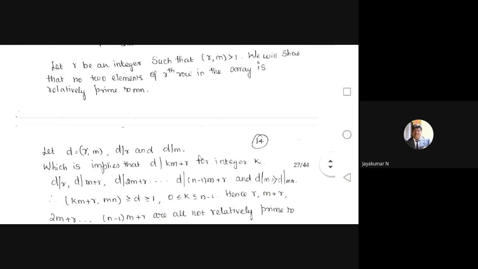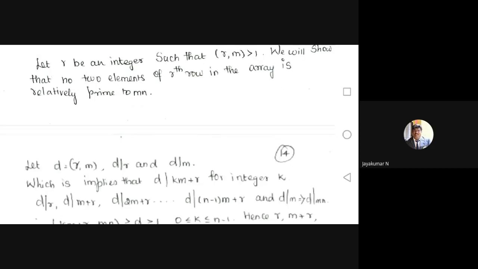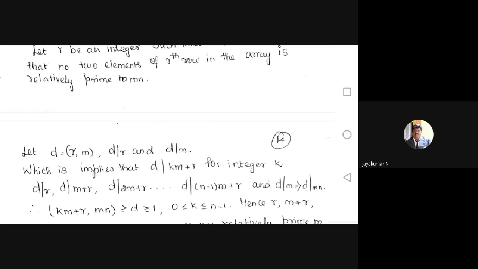Now put K equal to 0, 1, 2, up to n minus 1. If you put K equal to 0 in the linear combination Km plus R, you get 0 into M plus R, which means D divides R. Then put K equal to 1, so 1 into M plus R, so D divides M plus R. Then put K equal to 2, so D divides 2M plus R, etc. Then the highest value of K, K equal to n minus 1, gives D divides n minus 1 into M plus R.